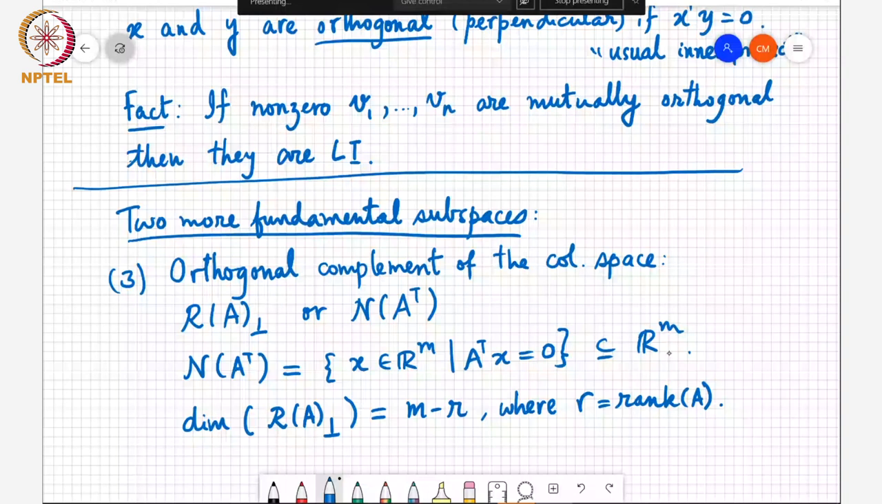And this is also called the left null space. And the fourth subspace is called the row space.